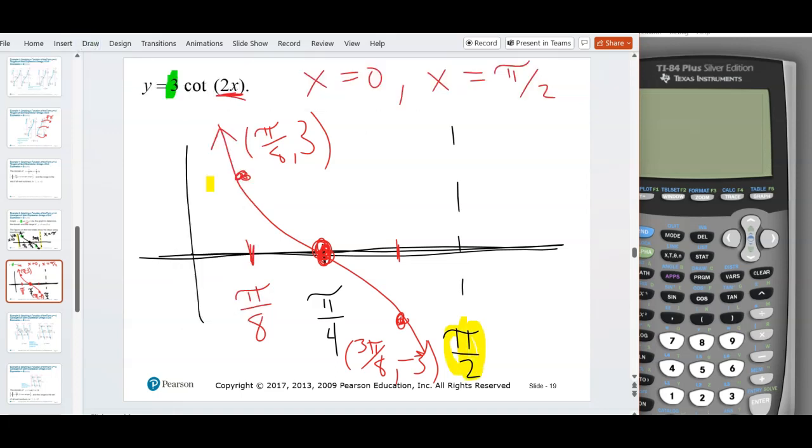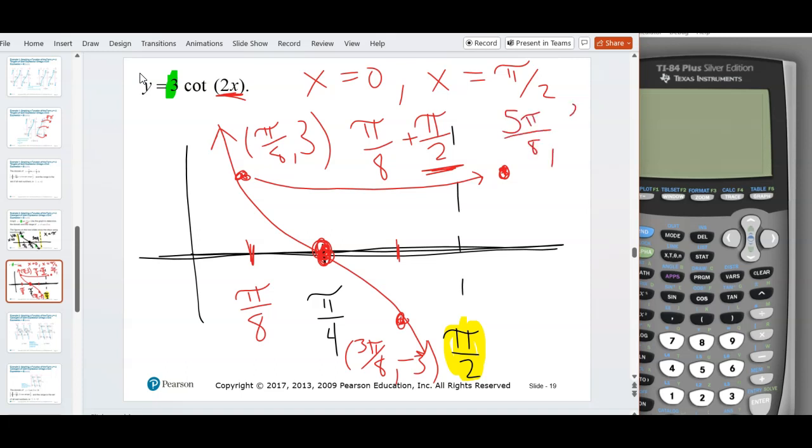That's our full period. So this time, if we want to get another input that has a height of 3, we would add pi over 2 to pi over 8. All right, so that would be from here to here. We're adding pi over 2, and so that would be 5 pi over 8. And that would also have a height of 3. So that would be the coordinate of that point. And then we would do it again. You know, we would cross, instead of crossing at pi over 4, we add pi over 2, we'd have 3 pi over 4, and so on and so on.